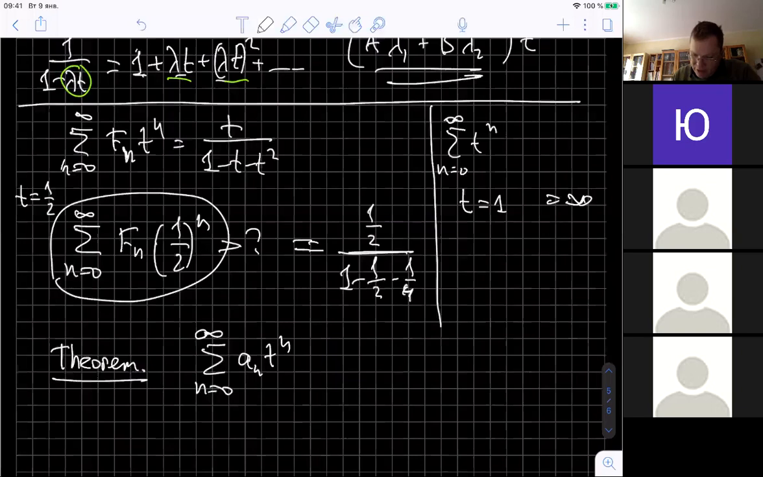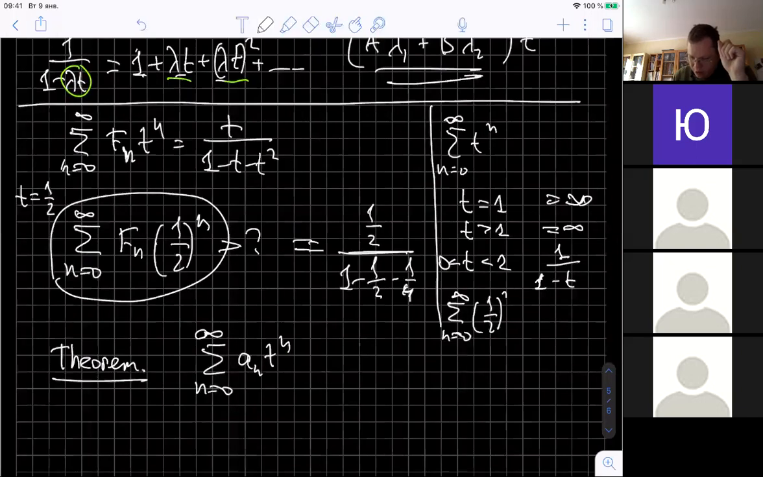And of course, if I have t over 1, then it will be also infinity. But if I have t less than 1 and greater than 0, then it's just the infinite geometric progression, the sum of the elements of a geometric progression, and we can find the answer: just 1 over 1 minus t. So for example, if I have the sum from n equals 0 to infinity of 1 over 2 to the nth power, it will be equal to 1 over 1 minus 1/2, so it will be 2.